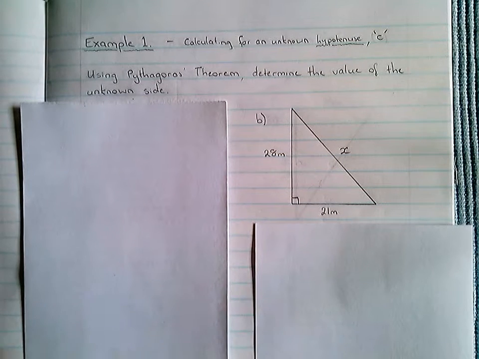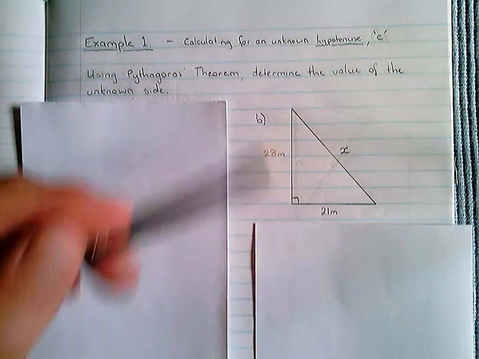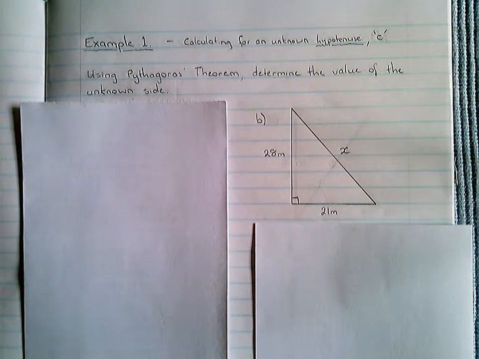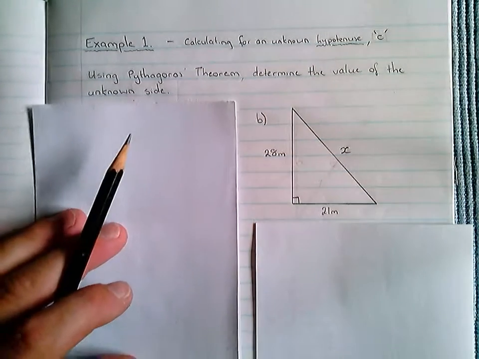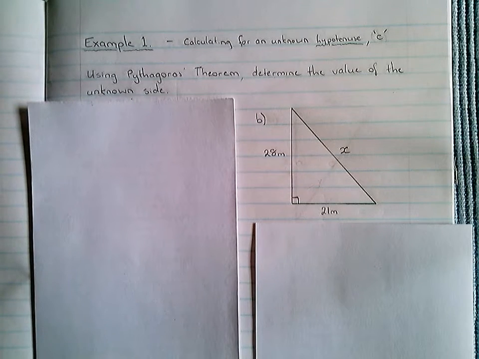Question B, very similar to question A. One major difference is that the triangle is orientated a little bit differently, but we use the same process to solve. We've got a right angled triangle, so we can assume that we can use Pythagoras to solve this problem.